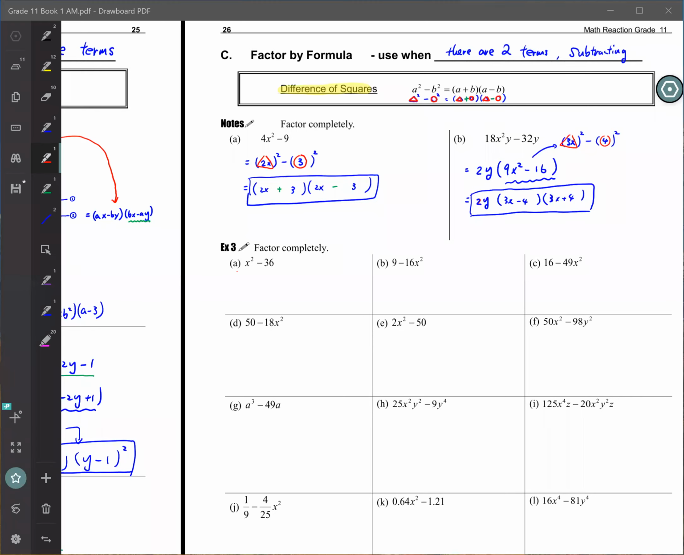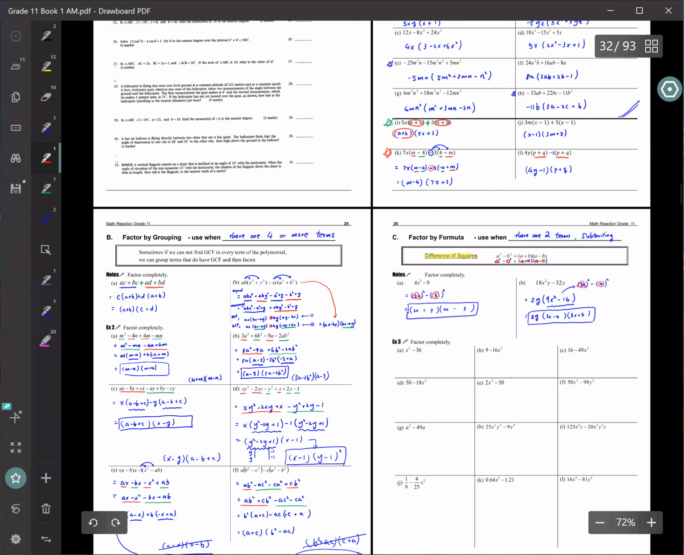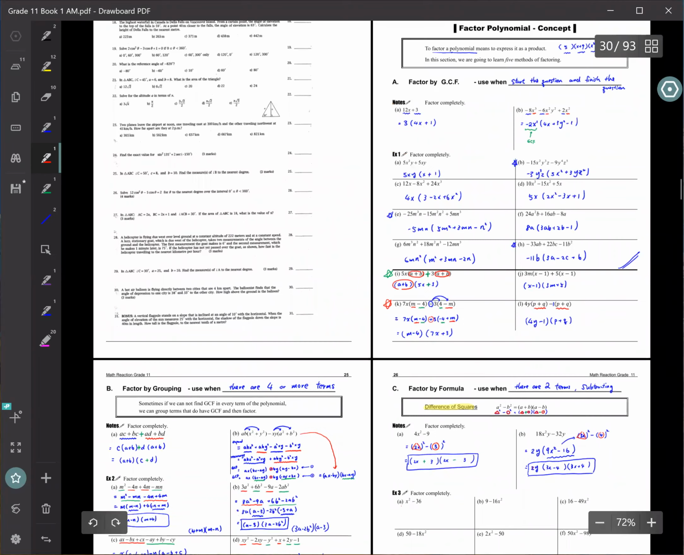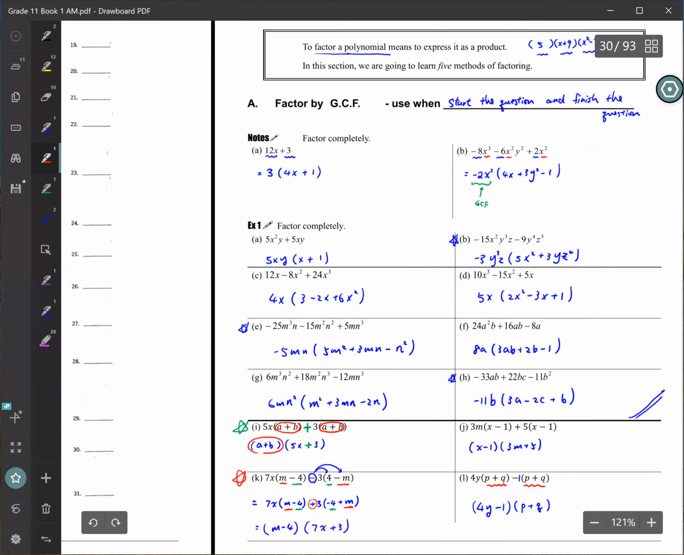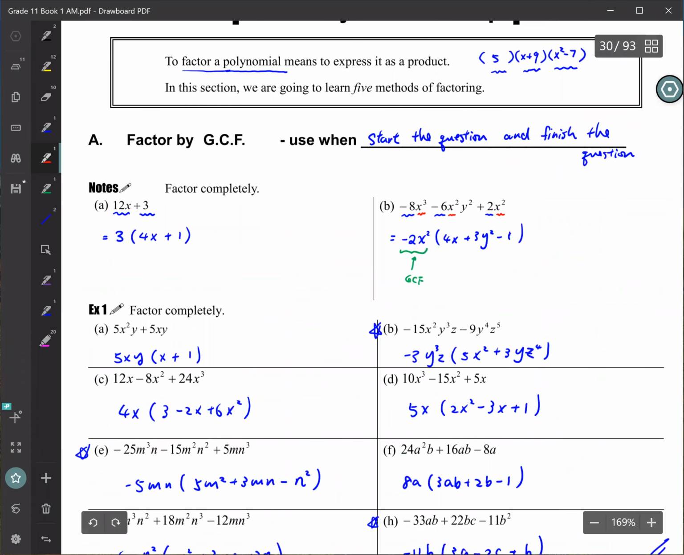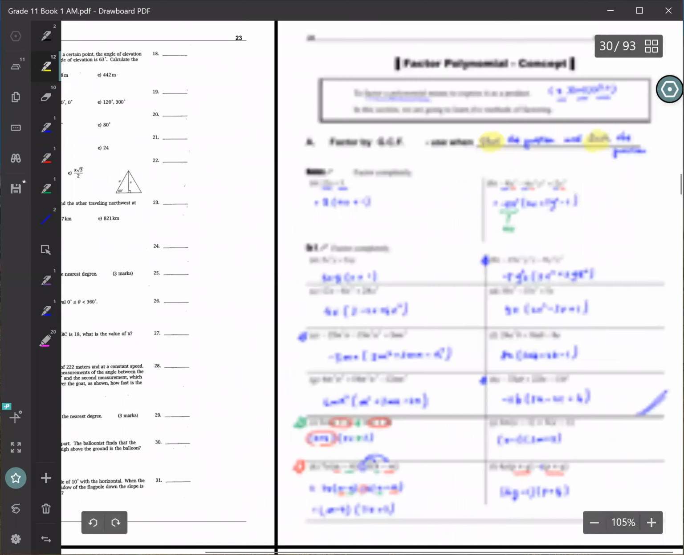So before we begin, we just quickly review the methods that we mentioned last time. For factoring, depending on the type of questions, you use different methods. The first one is factor by GCF. Remember, you need to check it at the beginning, and also at the end of the questions when you finish, just to make sure there's no GCF still left inside the brackets. You need to take it out.